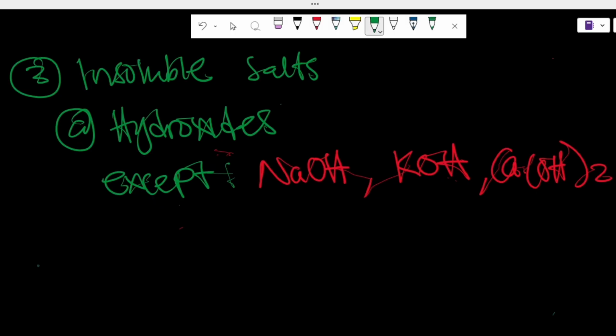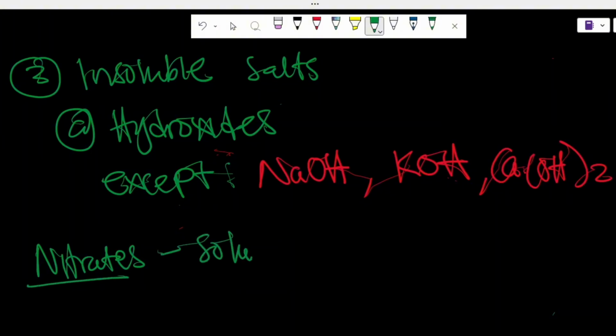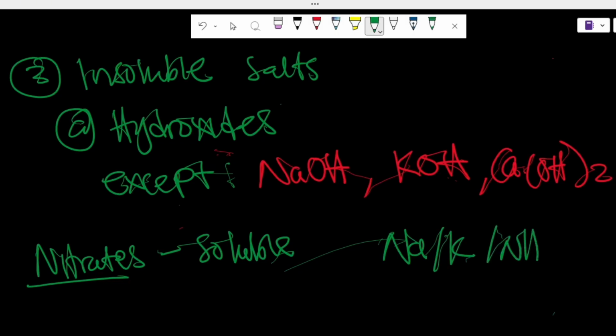So keep in mind, nitrates are soluble. All nitrates are soluble. And when you're talking about other salts that are always soluble, usually for the most part, sodium, potassium, and ammonium salts are always soluble.